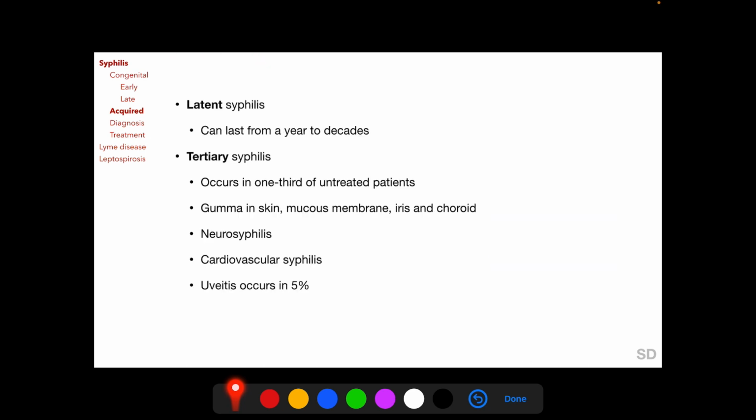After the secondary phase, the latent phase starts, and it can last from a year to several decades. The final stage of acquired syphilis is tertiary syphilis, which can occur in 1/3 of untreated patients with syphilis. The systemic features of tertiary syphilis are gummatous lesions in the skin, mucous membrane, and even in the iris and the choroid, neurosyphilis, and cardiovascular syphilis, and uveitis occurs in 5% of patients with tertiary syphilis.